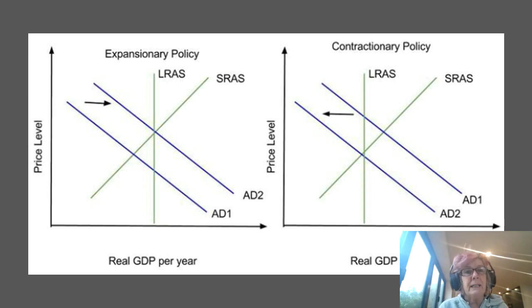So expansionary fiscal policy will have the effect of shifting the aggregate demand curve out to the right. And we can see that when this happens, more is produced, but also the price level begins to rise again a little bit. On the other hand, we can see what happens when contractionary policy is used on the right-hand side here, and the aggregate demand curve in this case shifts to the left. And this time what we can see is that less is being produced, but the price level has also fallen.